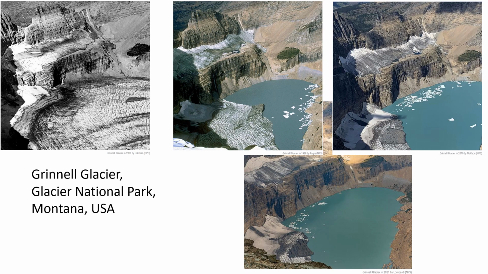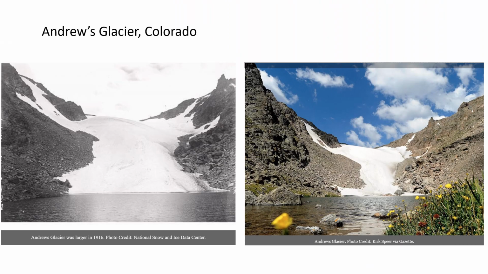So here's another series of photos from Glacier National Park showing multiple years, multiple photos. And you can see how much the ice has retreated. Same thing is happening in Colorado. This is Andrews Glacier up in Colorado, Rocky Mountains.